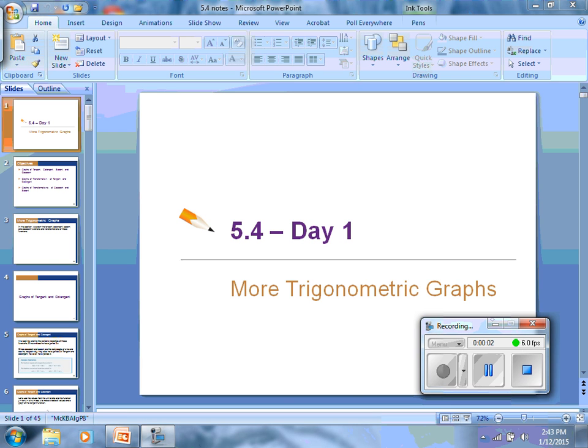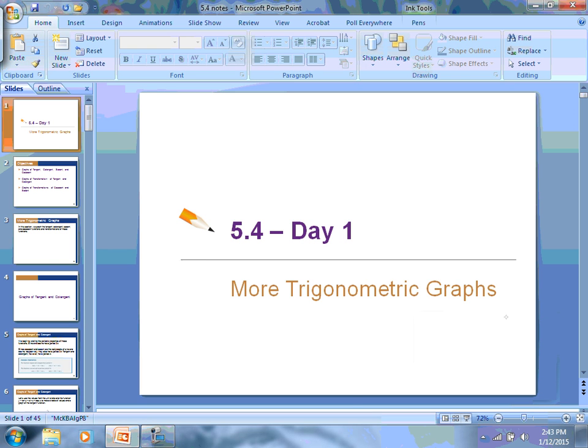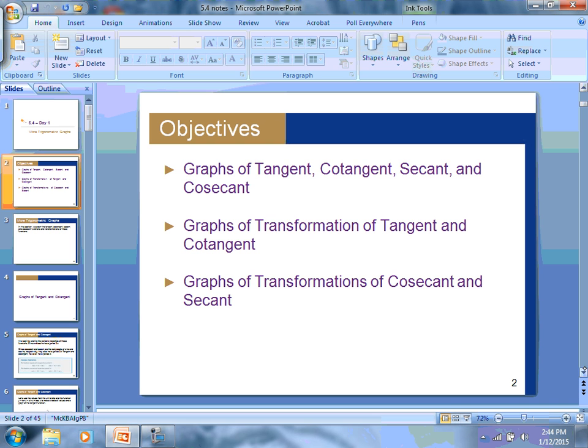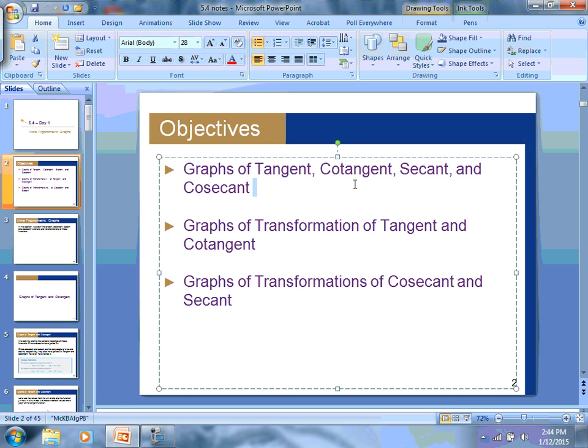Welcome to Mrs. Neller's notes for her pre-calculus class. These are the notes for section 5.4, day 1, entitled More Trigonometric Graphs. And today we're going to talk about mostly the tangent and the cotangent graphs.